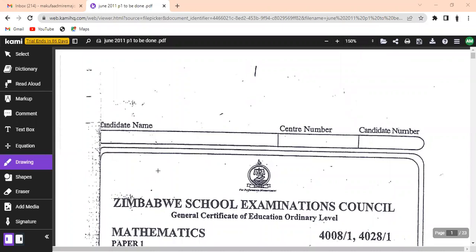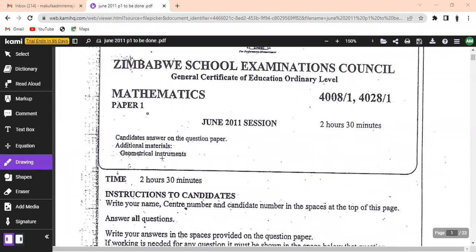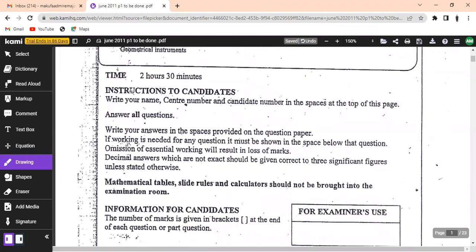Still working on O-level math. We have the question paper, which was written in June 2011. I just want us to work this out and see what you're going to have. It's paper one, a 2 hour 30 minutes paper, so make sure that you read everything on your instructions here.